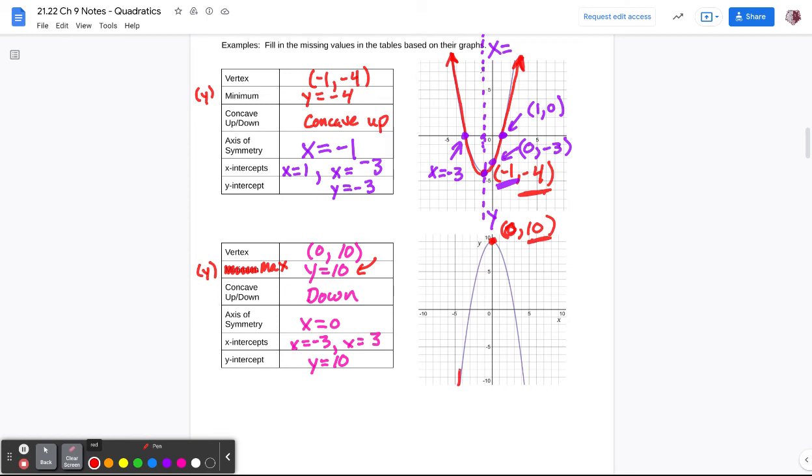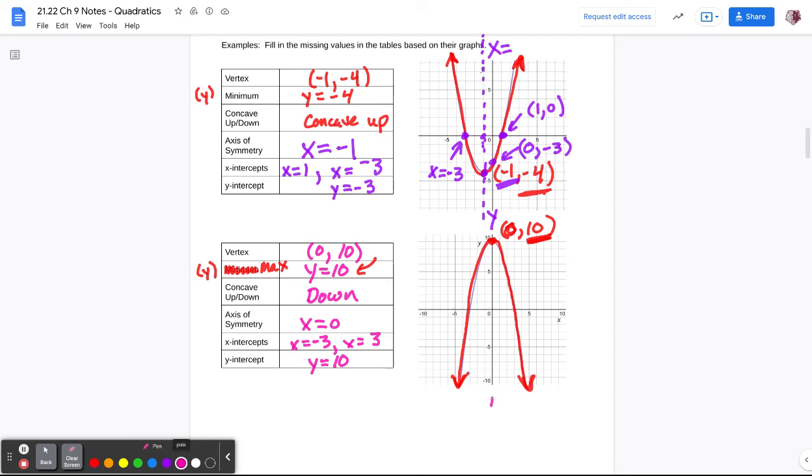Here we're talking about our parabola goes all the way up, it gets to 10, and then we never get a y value higher than 10 because we go back down. So our maximum value is y equals 10. Again, focus on the y value. It's concave down. Our parabola is pointing down, going towards negative infinity.